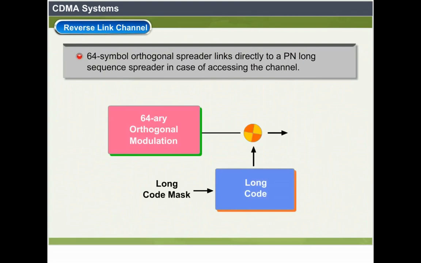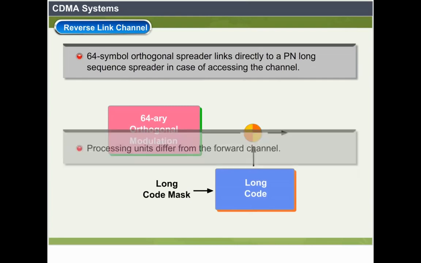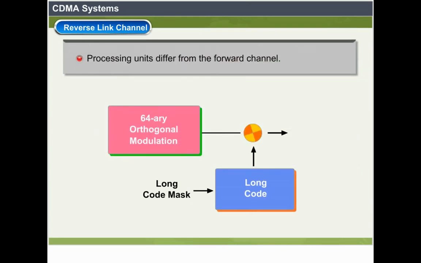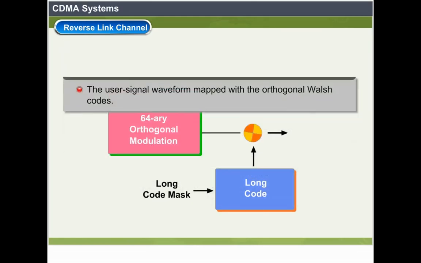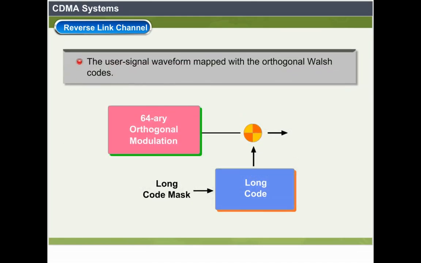64 symbol orthogonal spreader links directly to a PN long sequence spreader in case of the access channel. Processing units differ from the forward channel. In the reverse channel, 64 symbol orthogonal modulation is performed directly, not after the PN long M sequence coding, on the user data, voice or access channel data. The user signal waveform is mapped with the orthogonal Walsh codes.